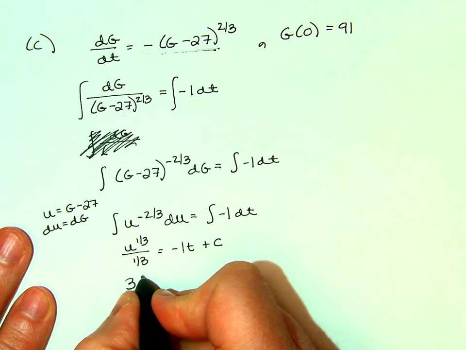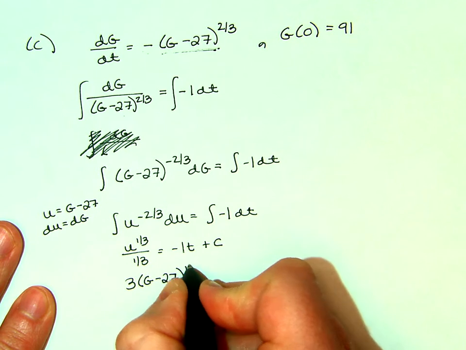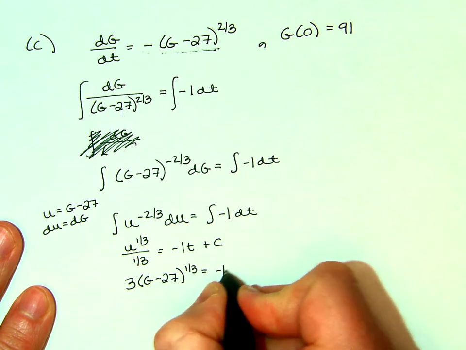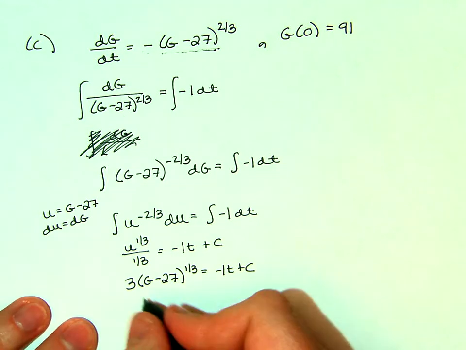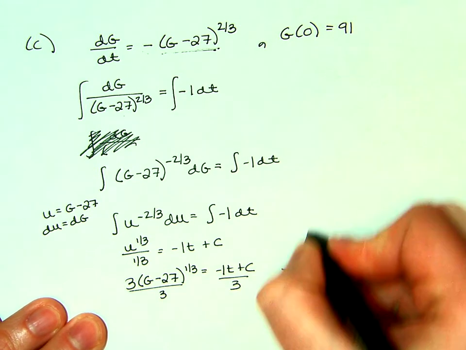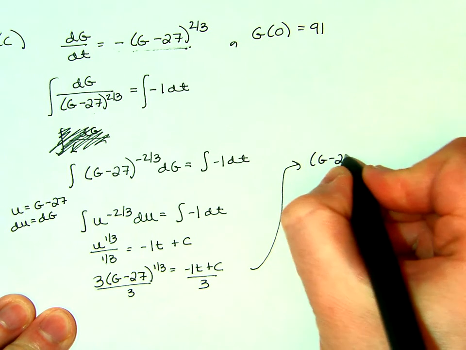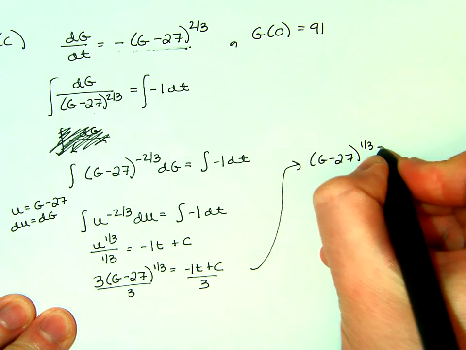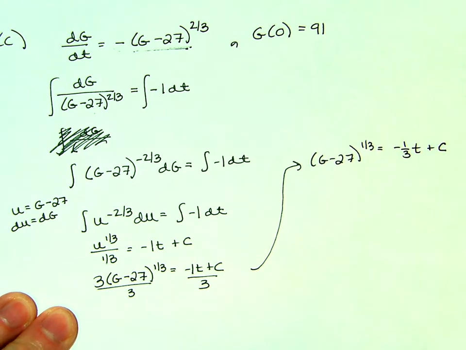That's 3 times, I'll replace the u with g minus 27, so 3 times g minus 27 to the 1/3 equals negative 1t plus c. I need to do a little bit of work to solve this for g, so I'm going to divide both sides by 3. I'm going to get g minus 27 to the 1/3 equals negative 1/3 t plus, I'm just going to say a constant, because a constant divided by 3 is still just a constant.